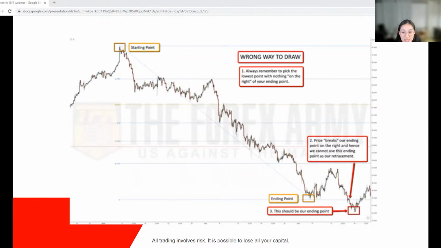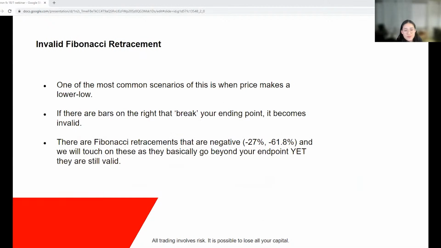Any other questions? See the previous slide. So the main key point is that once it breaks your ending point, it becomes invalid.